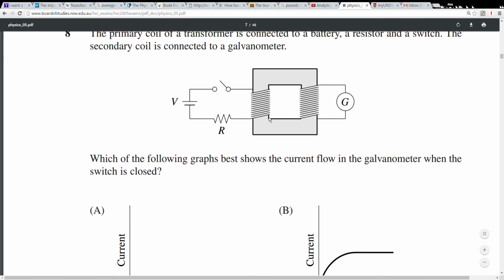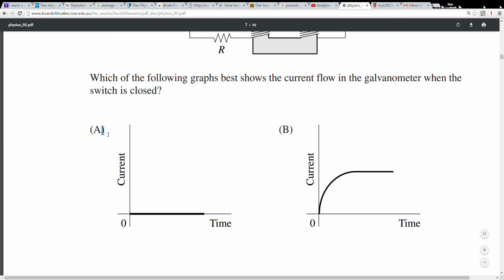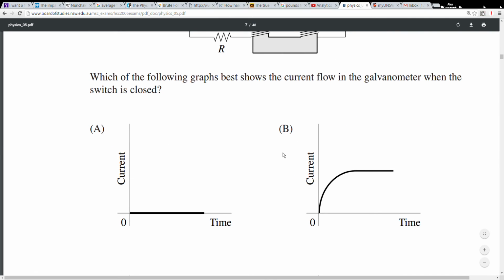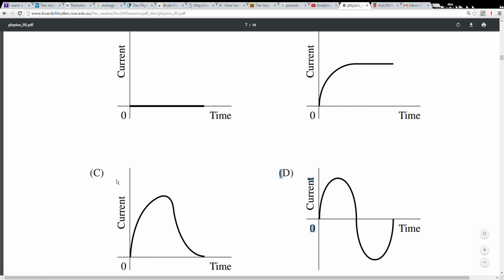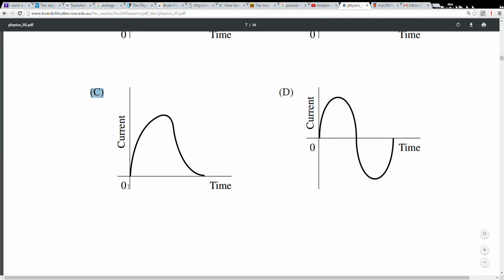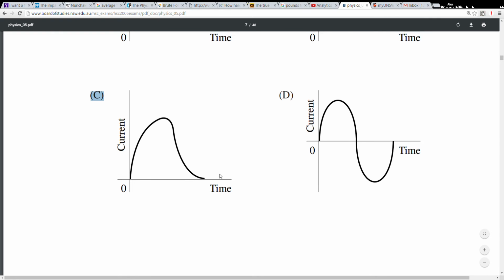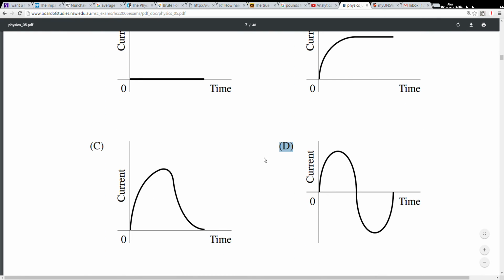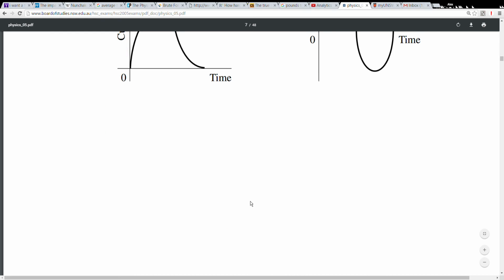So this is a DC power supply, so it's going to only experience a spike. So it can't be A, can't be B, can't be D, so it has to be C. Even though it does look funny, it's the only one that starts from 0, goes up, and then finishes at 0, while D here depicts AC current.